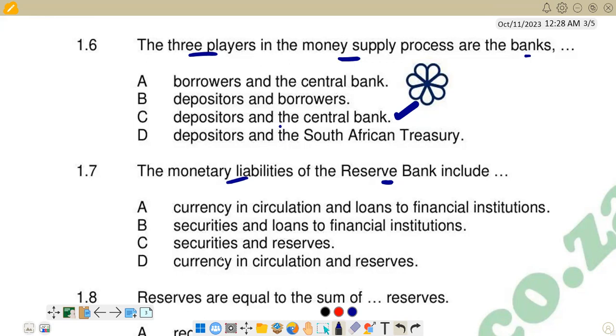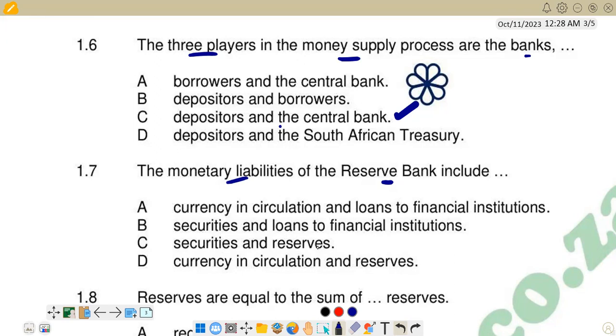So B is out again. We go to C. We have got securities and reserves. Securities belong to the central bank. Remember, the central bank issues out these securities in a bid maybe to raise money. So they belong to the central bank. So these are not liabilities, but reserves are liabilities.